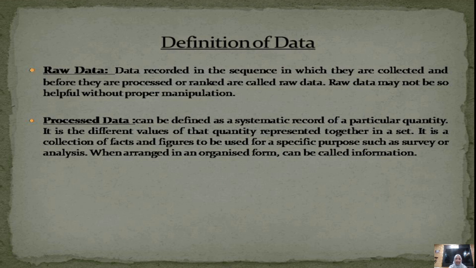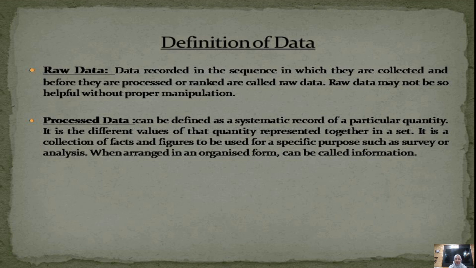Raw data. Data recorded in the sequence in which they are collected and are before they are processed or ranked are called raw data. For example, the data collected from the survey or research purpose. Raw data may not be so helpful without proper manipulation.